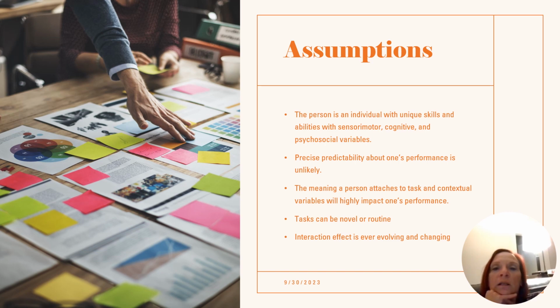And the person is an individual with unique skills and abilities with sensory motor, cognitive, and psychosocial variables. Precise predictability about one's performance is unlikely. I'm repeating the same thing here. The meaning a person attaches to the task and contextual variables will highly impact one's performance. And tasks can be novel or routine. Interaction effect is ever evolving and changing. So some of this stuff is being repeated in here.